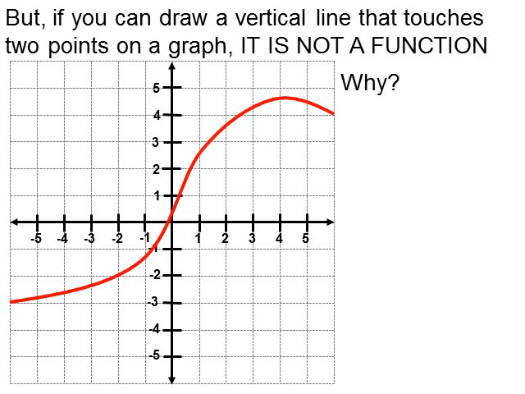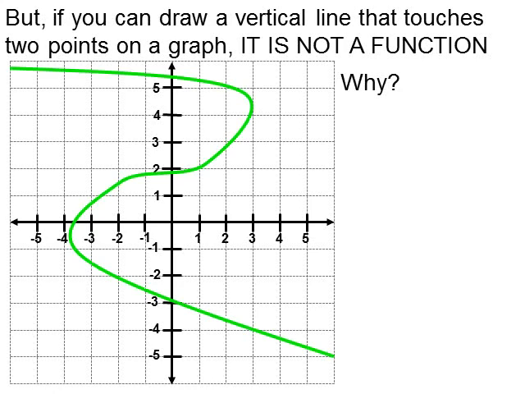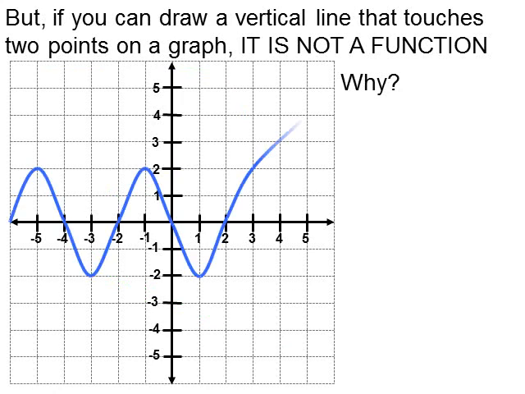Now if I can draw a vertical line that touches the function on more than one point of the graph, it's not a function, because that particular value for x would have two potential f of x's, and that means it's not a function. Let me show some examples. This is not a function because at any point between -4 and +3, if I drew a vertical line, it would touch the green line more than once.